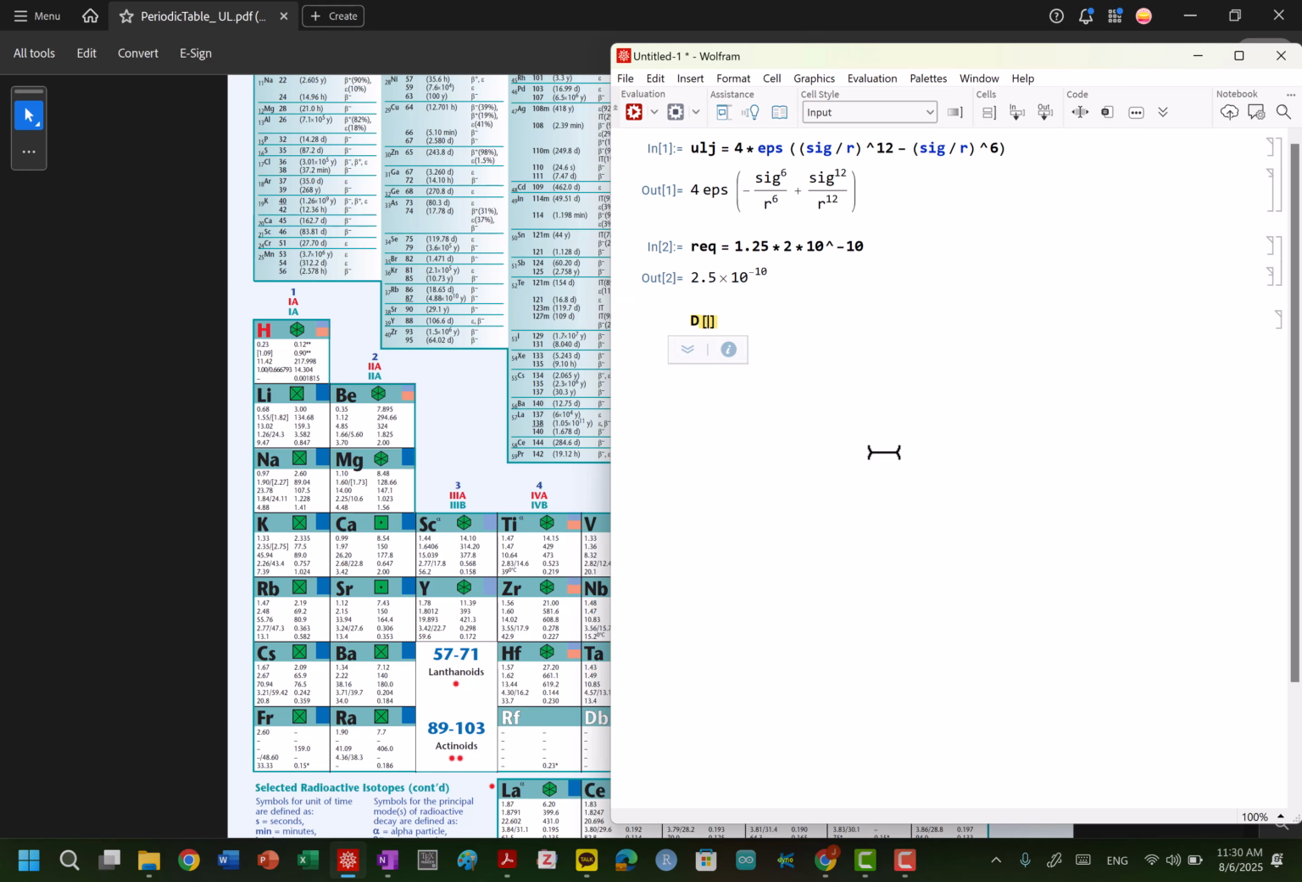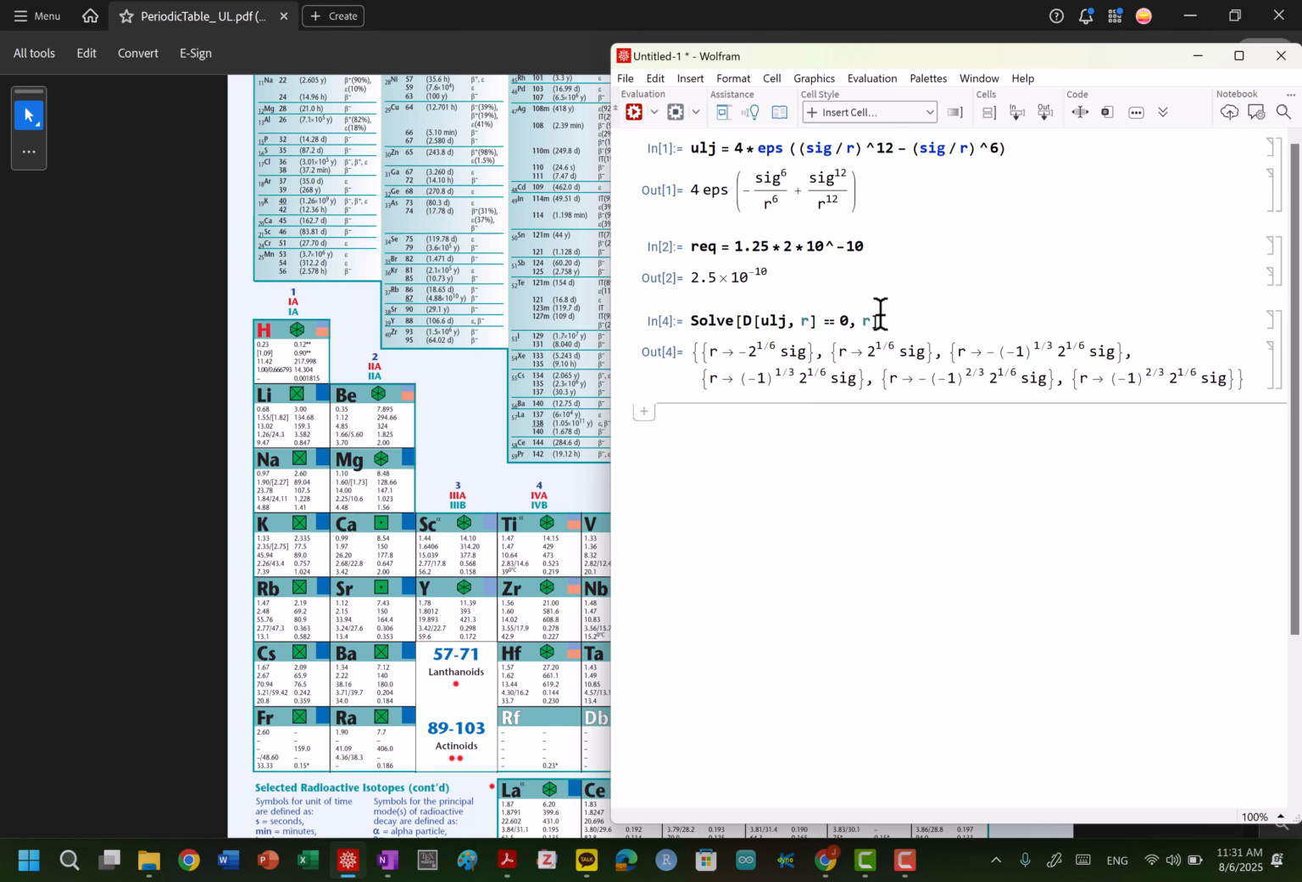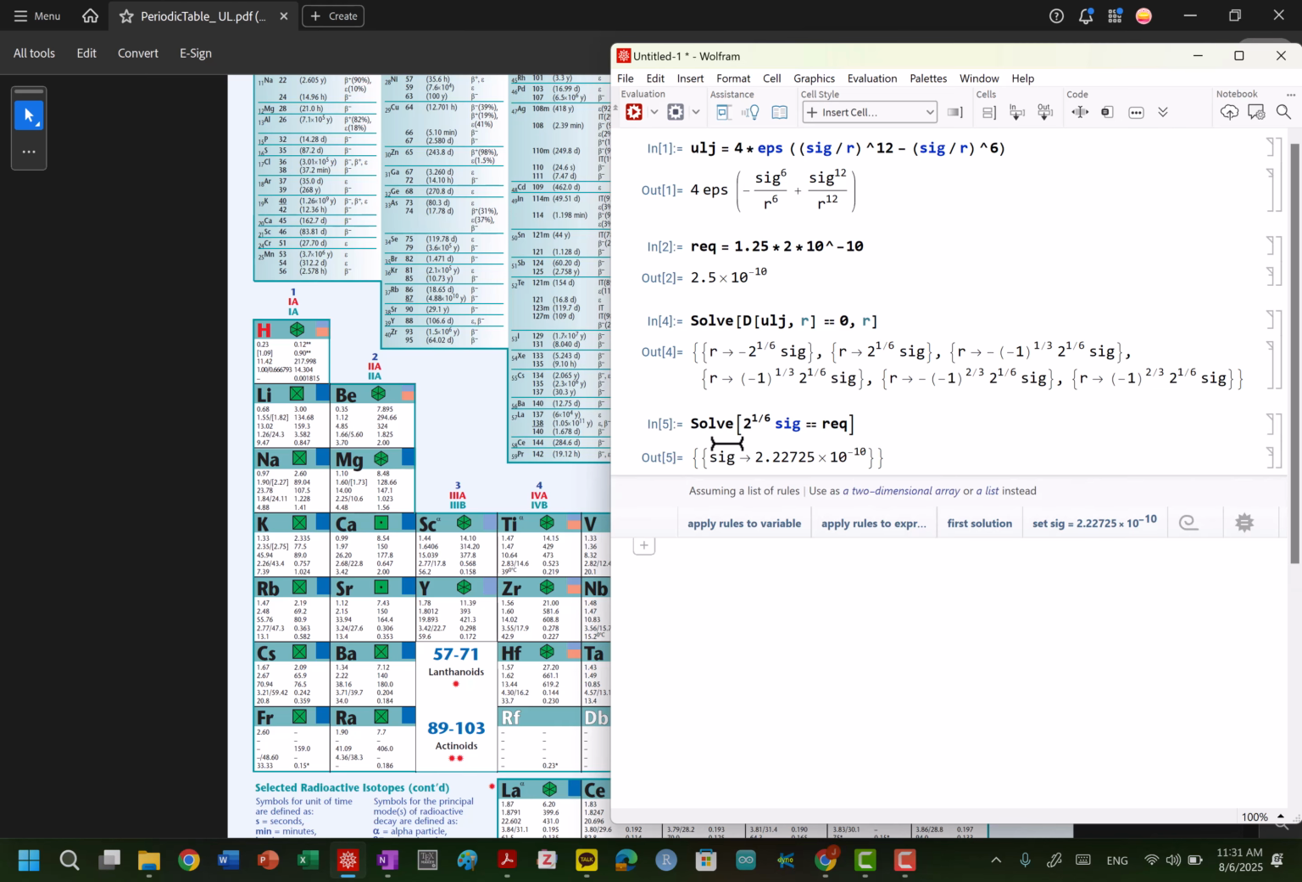So when we solve for that, we take the derivative of this function, and we're solving when this equals 0 in terms of R. And we see we have all these values in terms of sigma. Now, we don't want negative values, so we're going to pick this one. Basically, we want to solve when this equals our equilibrium distance, and that gives us our value of sigma. So sigma now, we know that.